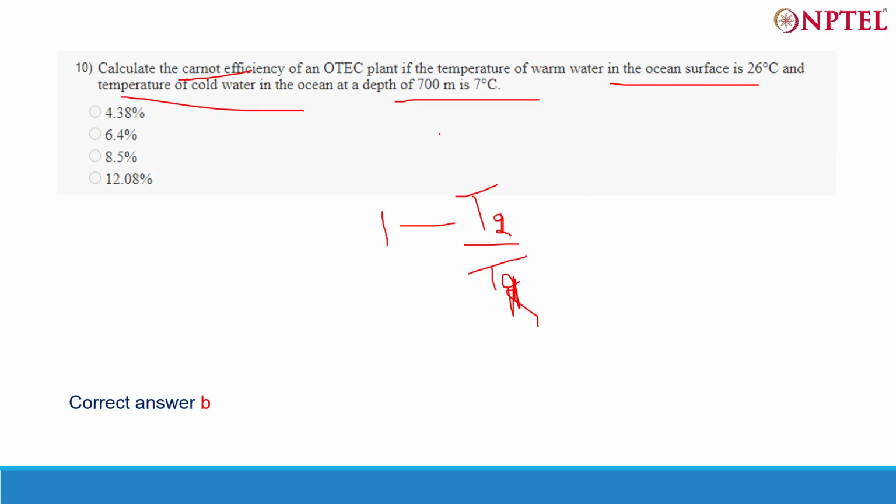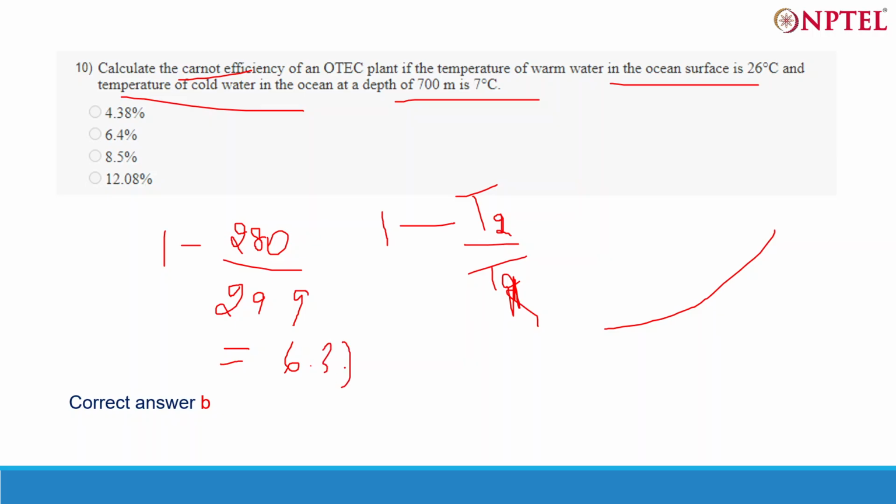Okay, did you get the answer? No? So it's just an easy question. You just have to do 1 minus, and everything has to be in Kelvin. So 273 plus 7 equals 280, and then divide it by 273 plus 26, which is 299. So that comes out to be 6.37 or something. So the correct answer is option B.